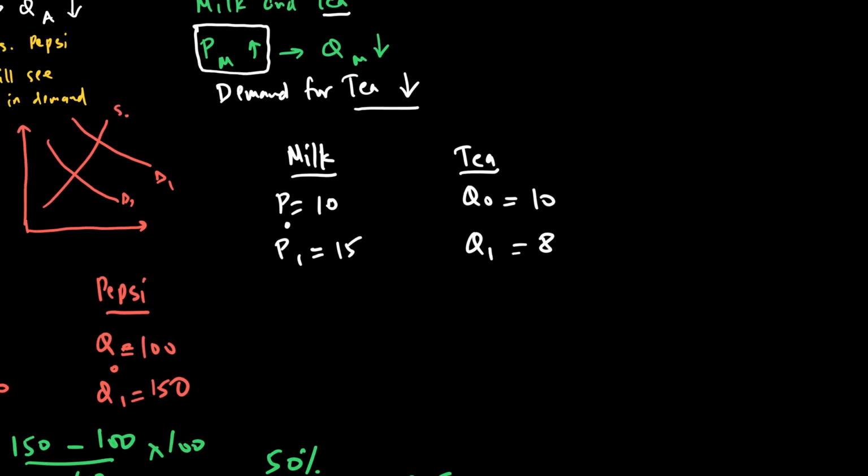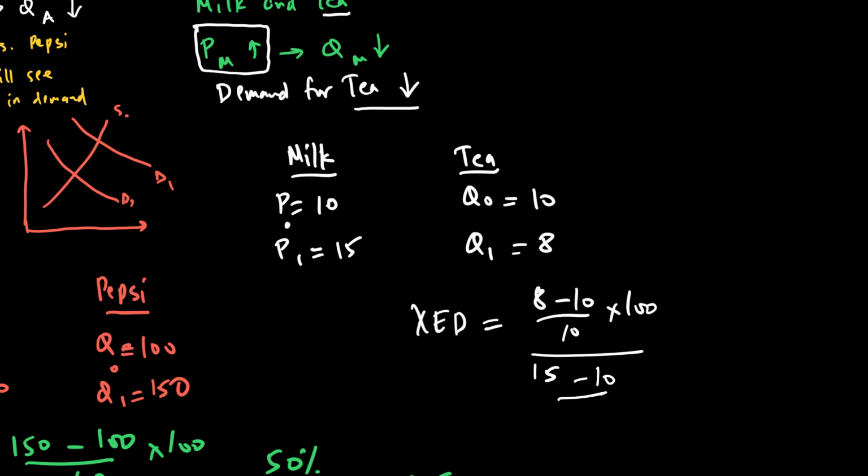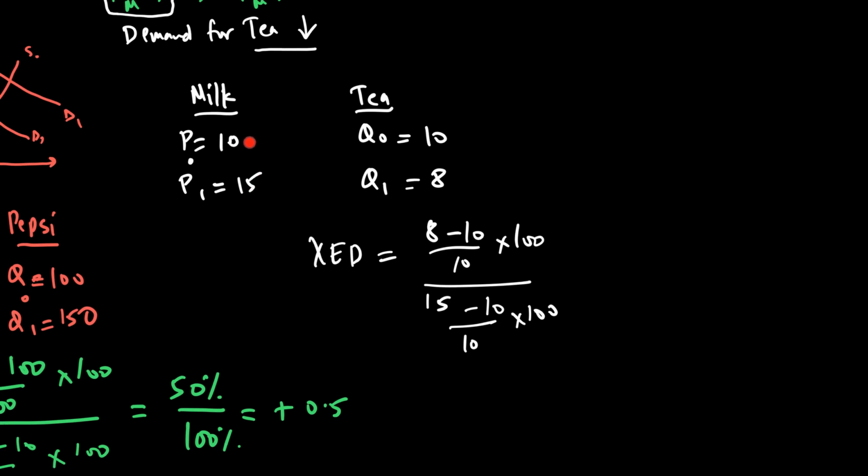So how do I find out our XED? Again, new minus old over old times 100. So 8 minus 10 over 10 times 100, and 15 minus 10 over 10 times 100. So we need to be careful, by the way, of making sure that we always use a new value minus old value. So that's 8 minus 10 is minus 2. 2 over 10 would mean minus 20%, over the denominator of 50%, so that's minus 0.4.